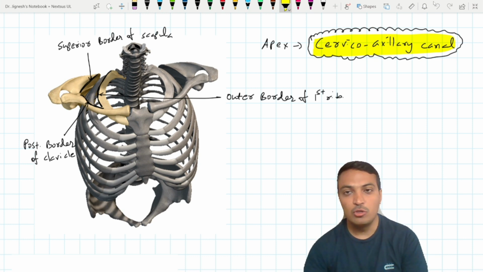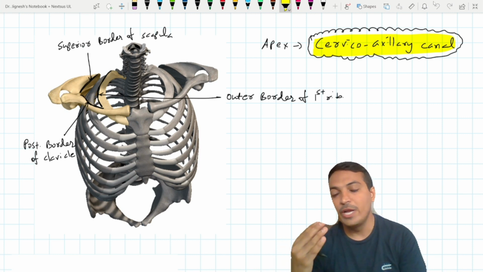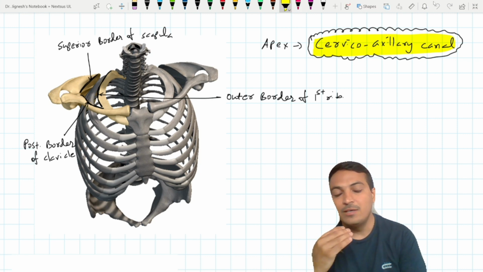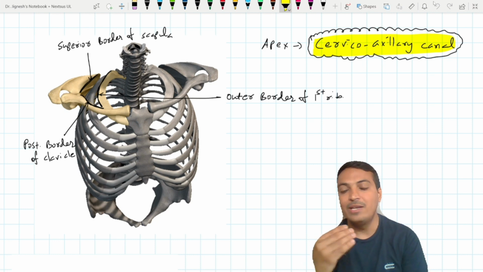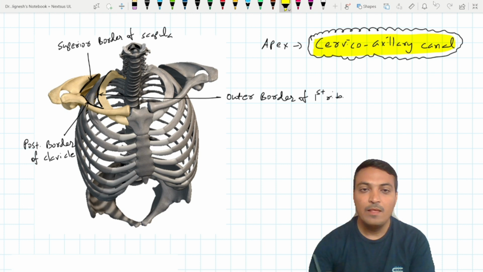And one of them is the long thoracic nerve. This long thoracic nerve, as we are going to discuss in our upcoming lecture, is going to supply the serratus anterior muscle, which is the direct branch from the root of the brachial plexus. So it is also going to enter into the axilla via this apex. So these are the structures which we are going to deal with separately in the upcoming series.